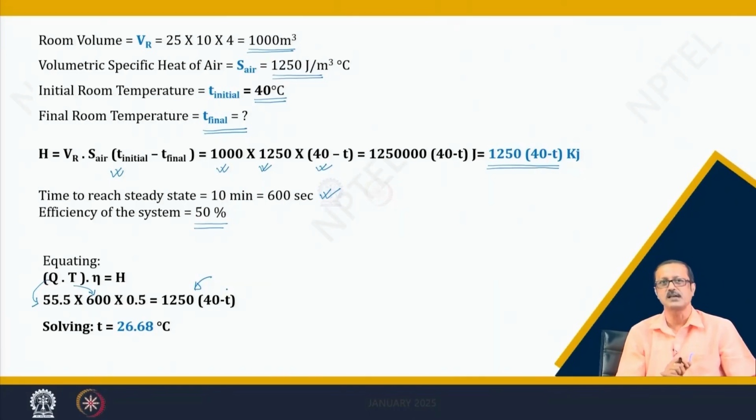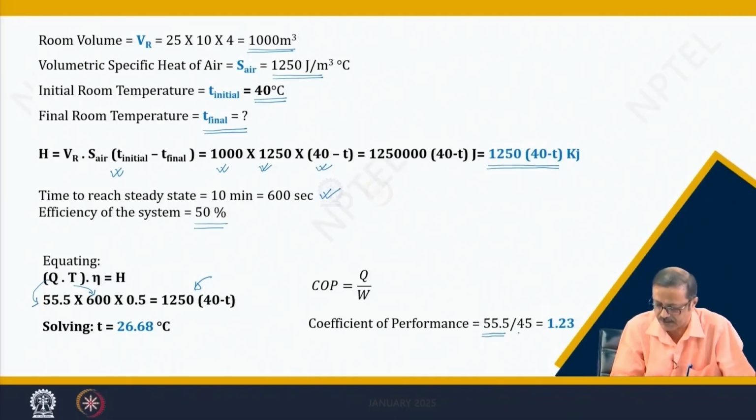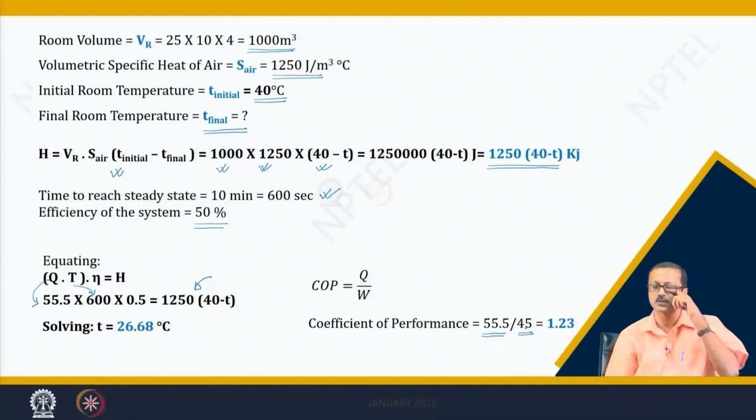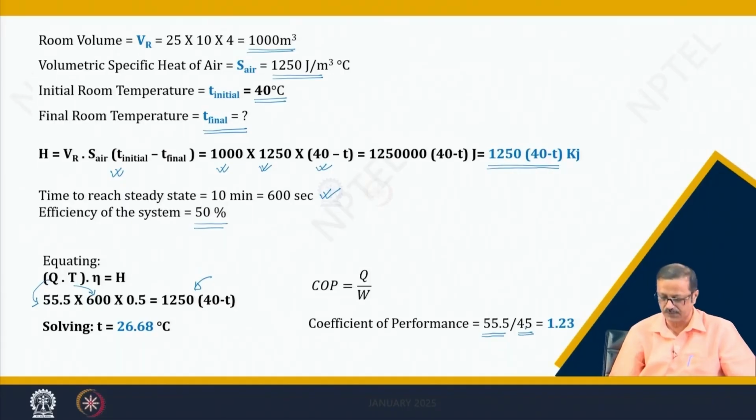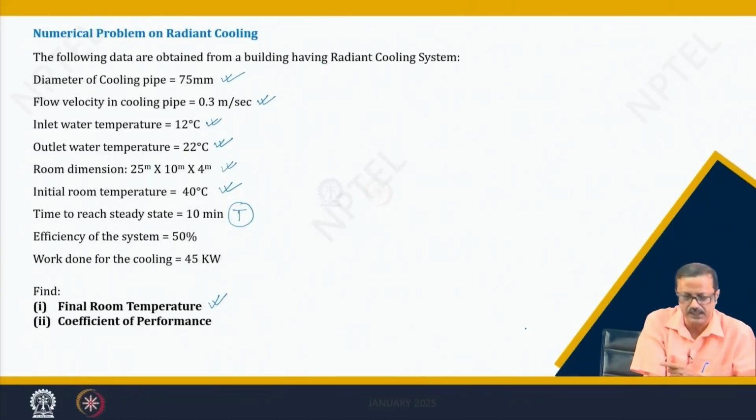But whether it is beneficial, I have to check with the COP, the coefficient of performance. It has to be more than 1, otherwise I do not want to employ this system, because there should be some work, and that work should give me some kind of benefit. So, for the COP I have found the Q, that is 55.5, whereas 45 kilowatt is the total expenditure by virtue of running, that I have mentioned over here. The 45 kilowatt is the work done for the cooling. So, that is your W.